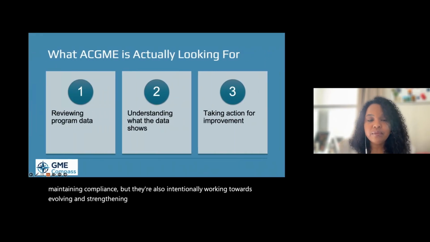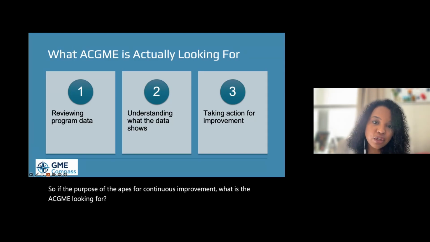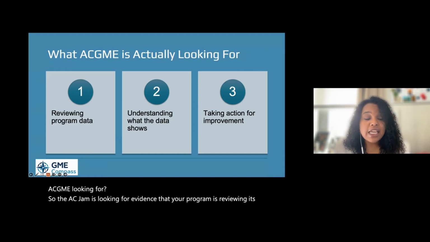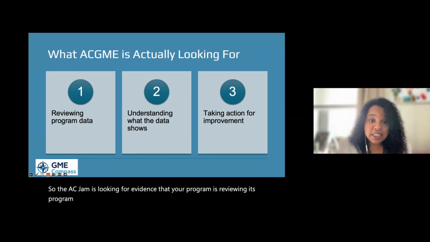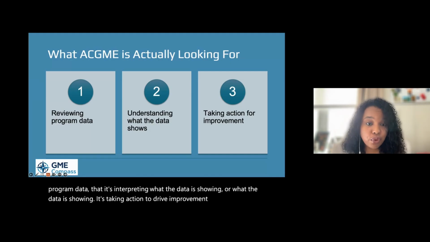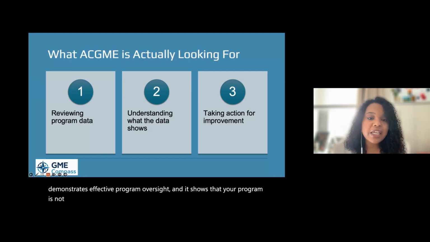So if the purpose of the APE is continuous improvement, what is the ACGME looking for? The ACGME is looking for evidence that your program is reviewing its program data, that it's interpreting what the data is showing, and that it's taking action to drive improvement. This is what demonstrates effective program oversight, and it shows that your program is not just maintaining compliance, but that, again, you're actively working to improve.